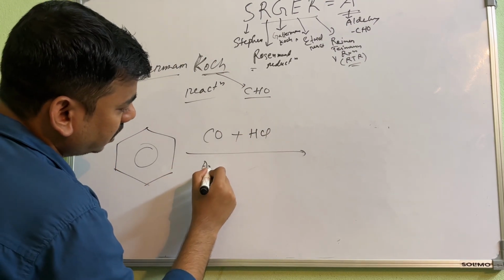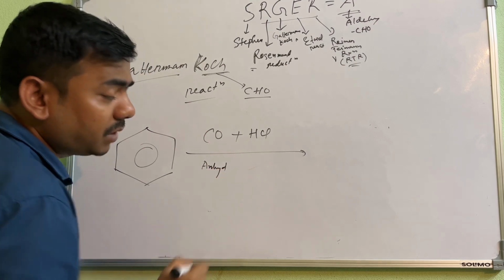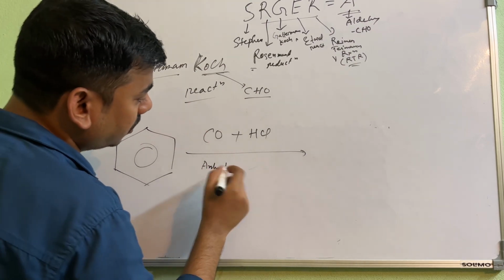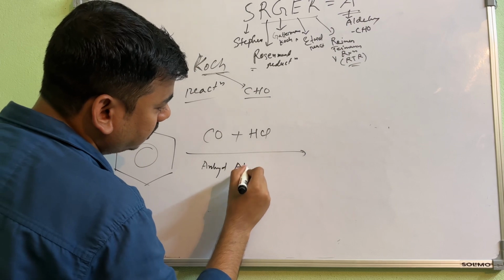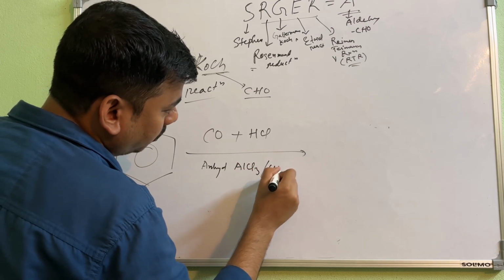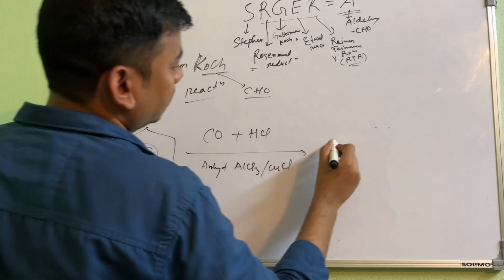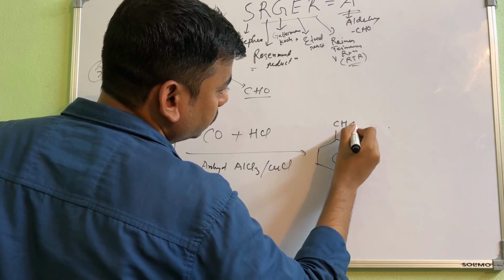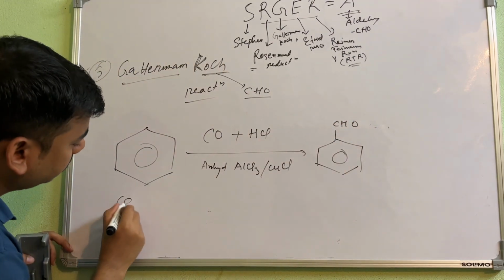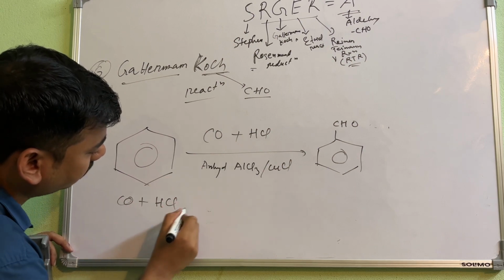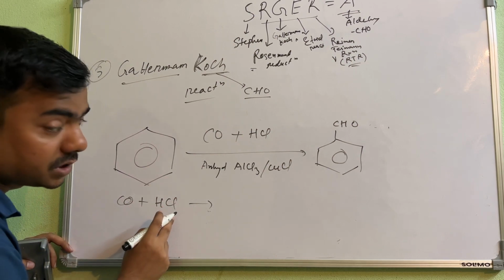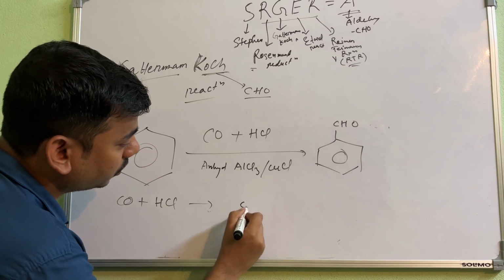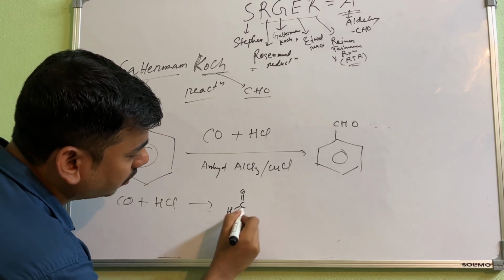And the second step, anhydrous. What is meant by anhydrous? Anhydrous means absence of water. Anhydrous AlCl3 in the presence of cuprous chloride, CuCl, then it is going to produce benzaldehyde, CHO. Let me show you a very small reaction, what they are going to form. Carbon monoxide plus HCl is going to produce formyl chloride.